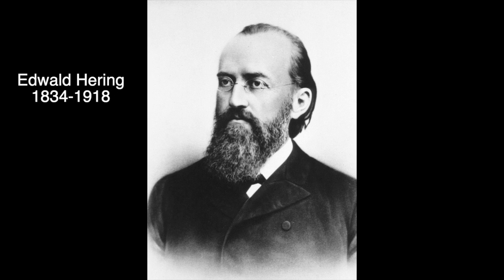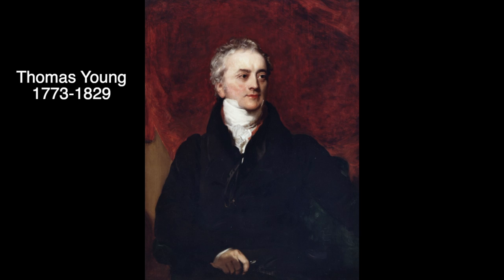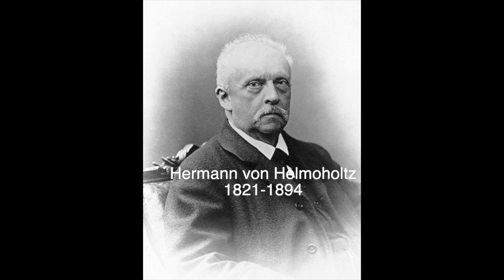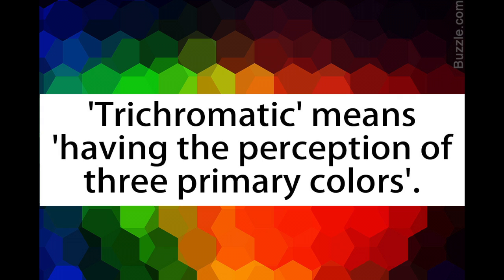The theory was developed by German physiologist Ewald Hering in the late 1800s. Hering disagreed with the leading theory of his time, known as the Trichromatic Theory, initiated by Thomas Young and expanded by Hermann von Helmholtz. It suggested that color vision is based on three cone receptors, each sensitive to the color green, or blue, or red.